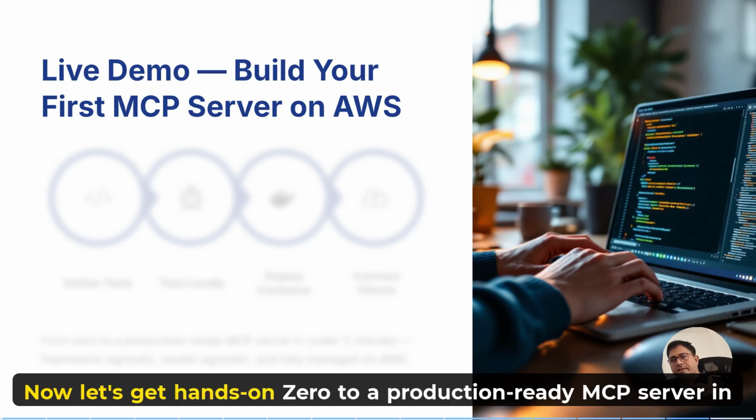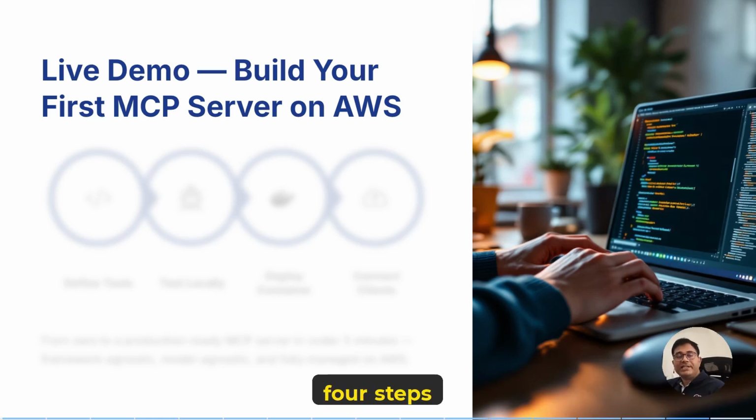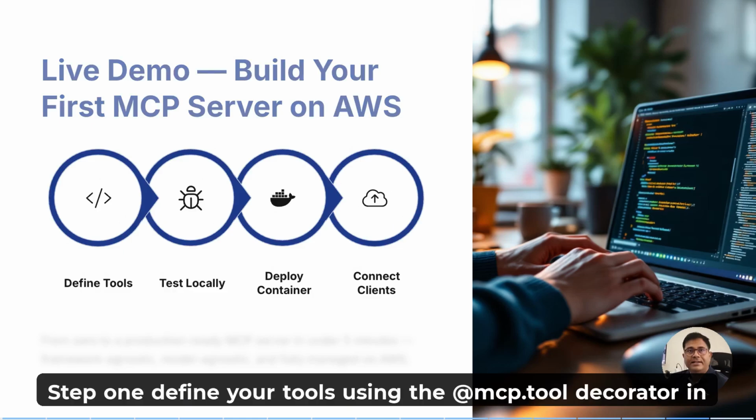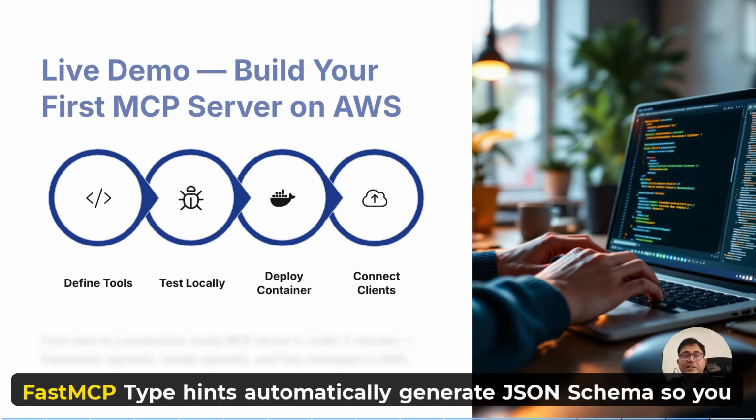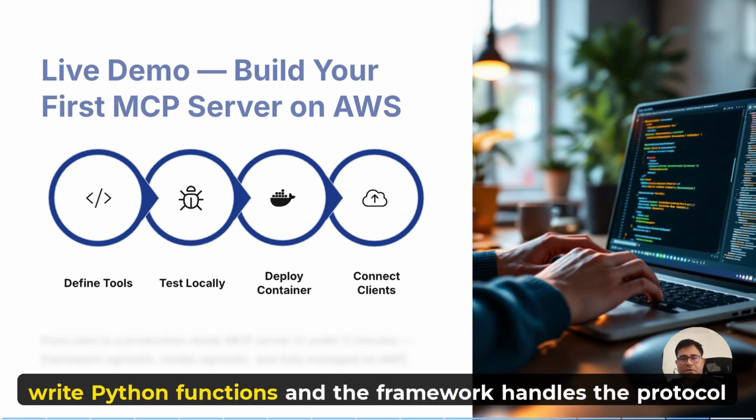Now let's get hands-on. Zero to a production-ready MCP server in 4 steps. Step 1, define your tools using the mcp.tool decorator in FastMCP. Type hints automatically generate JSON schema, so you write Python functions and the framework handles the protocol.